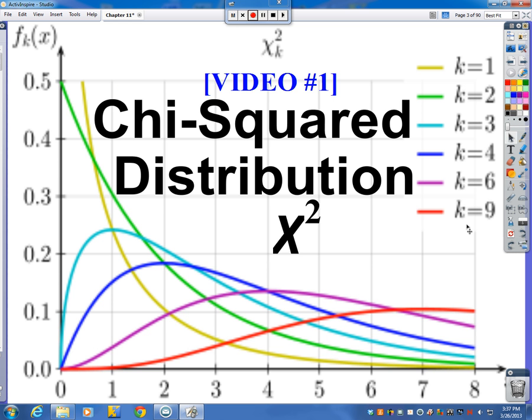Booyah. We're going to do chi-squared distributions instead. I mean, that sounds just like second grade math, right? Chi-squared distributions. It's totally second grade math. Look at all the colors. Colors like second grade. Sure.